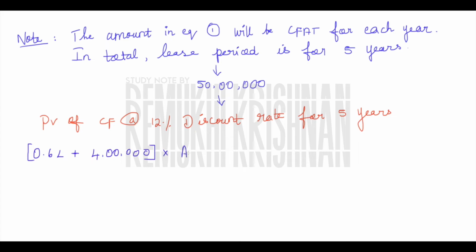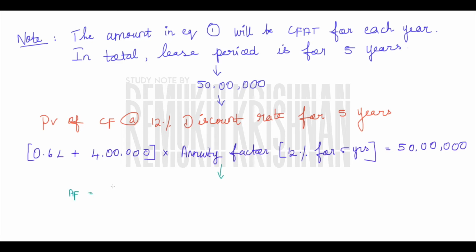So I can directly use the annuity factor, because it's going to be the same. So annuity factor 12% for 5 years. We will get the value. So it should be equal to 50 lakh. So the present value of cash flow at 12% discount rate for 5 years is equal to 50 lakhs. That is the value today.